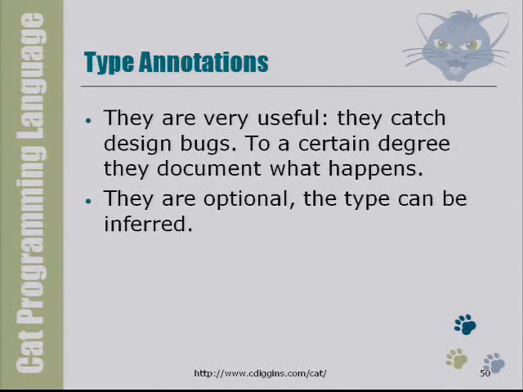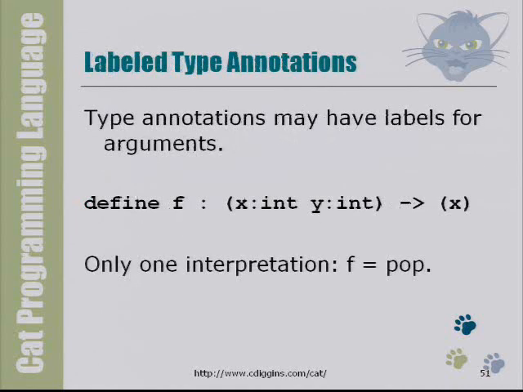Type annotations. Well, you can always infer the type, but I found that type annotations are extremely useful because they document what your code is doing, and they allow you to catch bugs. And as a developer who's not too bright, I'm always making bugs. So I desperately need a type annotation system in my language. You can also label your type annotations. So you can add variables, which essentially looks like argument names. When you look at it with a type system, you know that there's only one interpretation. Throw away the y on top and just leave the first value.